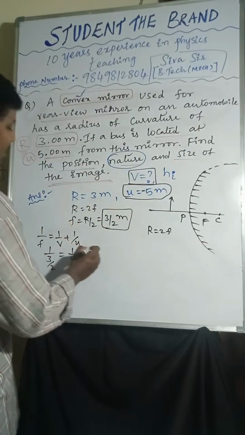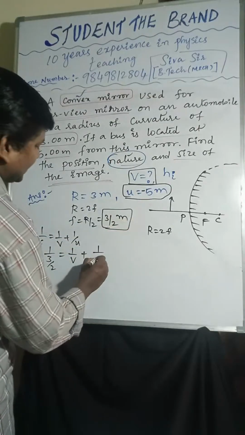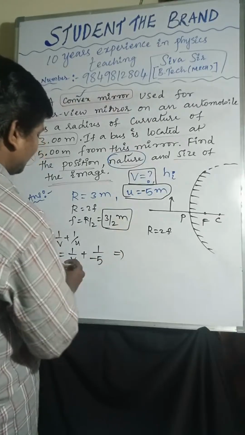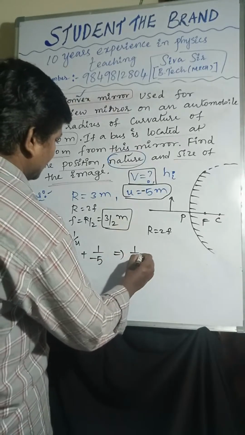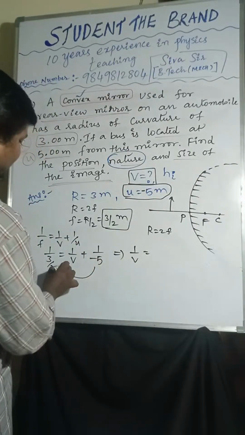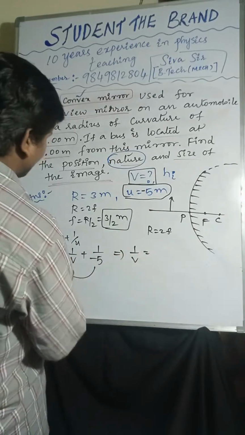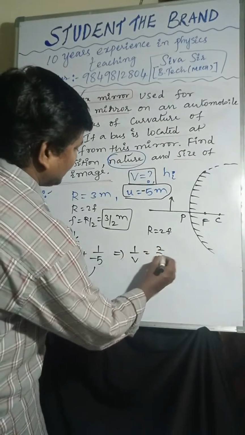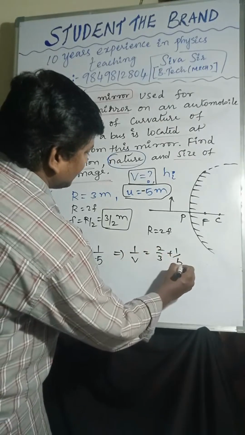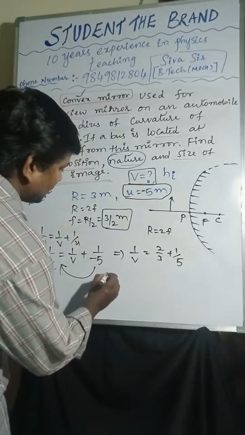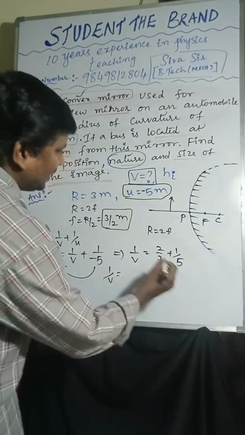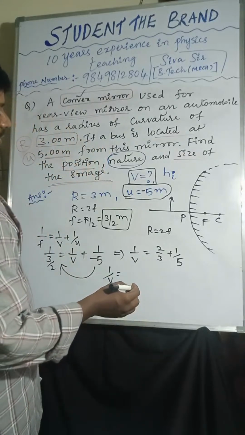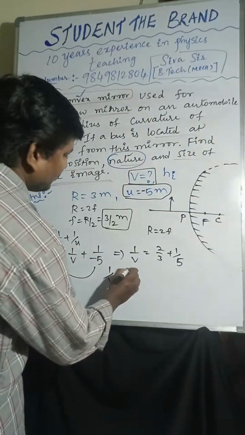Now I am taking 1 by v, and the object distance is nothing but 5. So 1 by v equals, the value goes to the other side and becomes plus, so 1 by 3 by 2 is nothing but 2 by 3, plus 1 by 5. You can take the LCM, so how much will you get? 1 by v equals, LCM is 15, right?